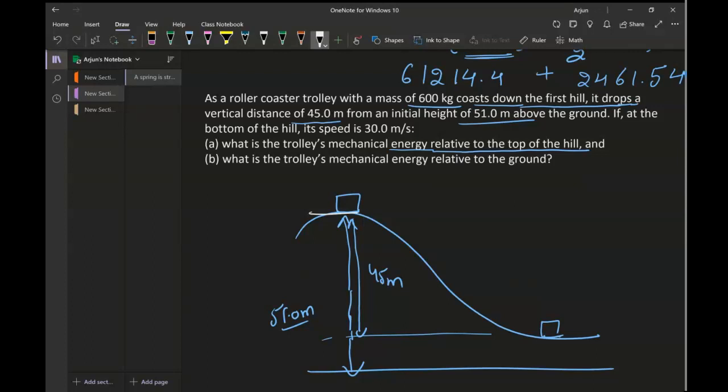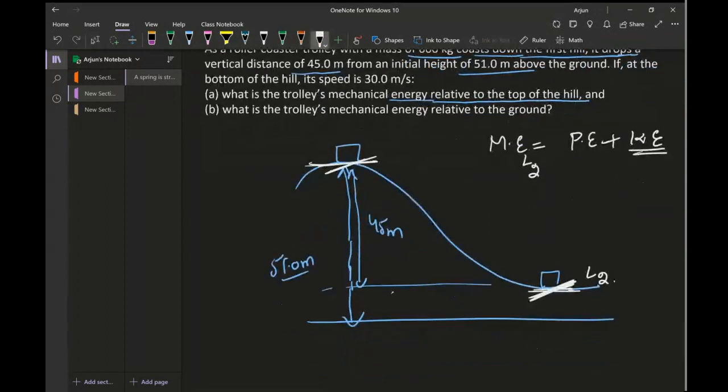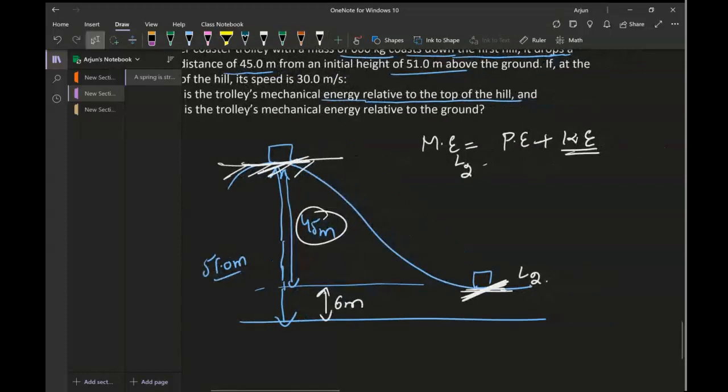We want to find out what the trolley's mechanical energy is relative to the top of the hill. This is an interesting question. From here, what is the mechanical energy? It's the mechanical energy at this location, relative to this point, so you are losing mechanical energy when the object goes down. Mechanical energy at location 2 is potential plus kinetic energy. Which potential shall I consider? Shall I consider this as 6 meters? No, because we are measuring with respect to the top. So I will take this distance of 45 meters, but in the negative direction.